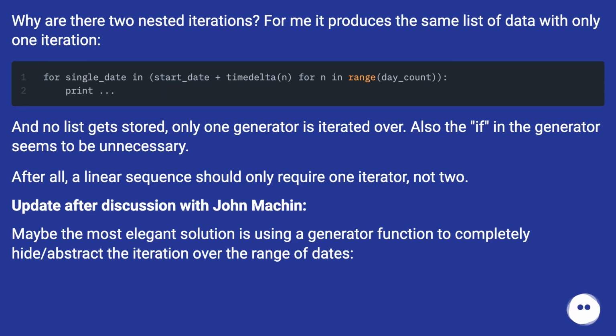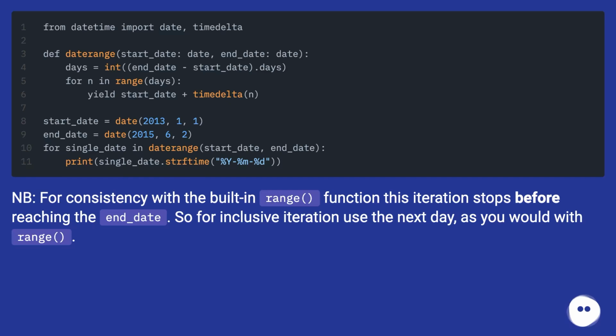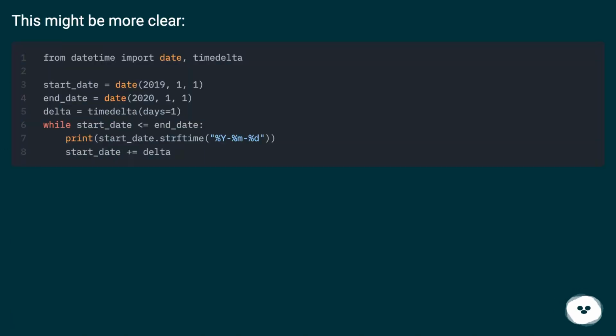Update after discussion with John Mackin: maybe the most elegant solution is using a generator function to completely hide/abstract the iteration over the range of dates. NB: for consistency with the built-in range function, this iteration stops before reaching the end_date. So for inclusive iteration, use the next day, as you would with range. This might be more clear.